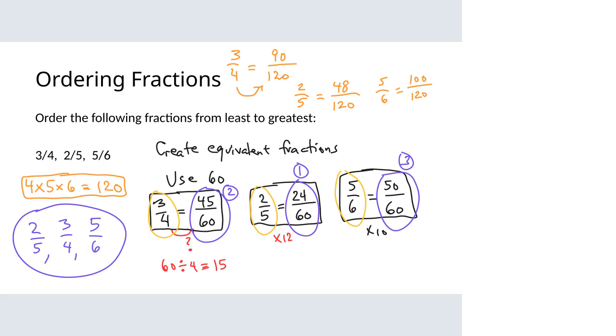And now what I can do is look at those three numbers and say, well, I have 90 over 120, 48 over 120, and 100 over 120. That's the smallest, that's in the middle, and that's the biggest. And it's the same result we got the other way. 2/5 is the smallest, 3/4 is in the middle, and 5/6 is the biggest.